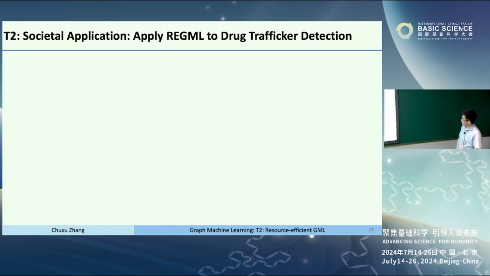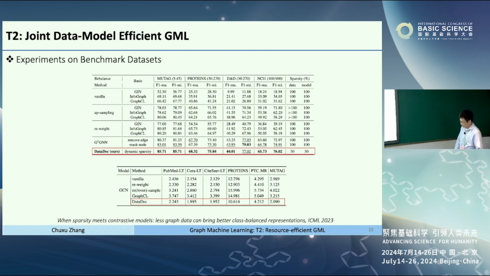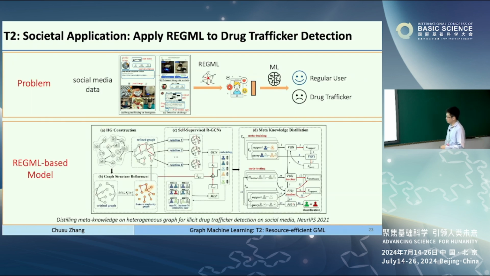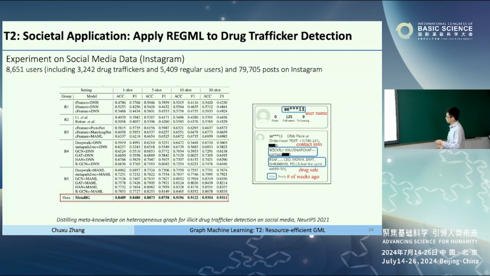So besides the general benchmark data, or the public data, we also apply the resource efficient graph machine learning to some societal applications, right? So we have applied resource efficient graph machine learning to drug trafficking detection on social media data. Why we use resource efficient graph machine learning here is because the drug trafficking label is quite challenging to obtain. So we only have few labeled data of drug trafficking. So we need to develop graph few-shot learning, right, or some other resource efficient graph machine learning technique to solve this challenging task. Here are some sample results about the drug trafficking detection, right?